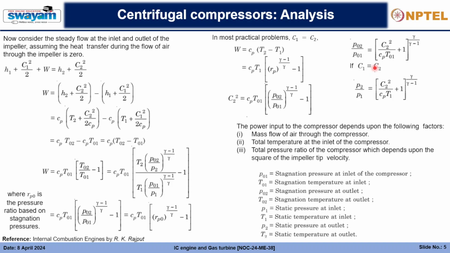So let us note a few points related to this derivation till now. The power input to the compressor depends upon the following factors: the mass flow of air through the compressor, the total temperature at the inlet of the compressor, and the total pressure ratio of the compressor, which depends upon the square of the impeller tip velocity. So that's how we have got the pressure ratio. We have computed the Euler's work. Now we will go into some design parameters.